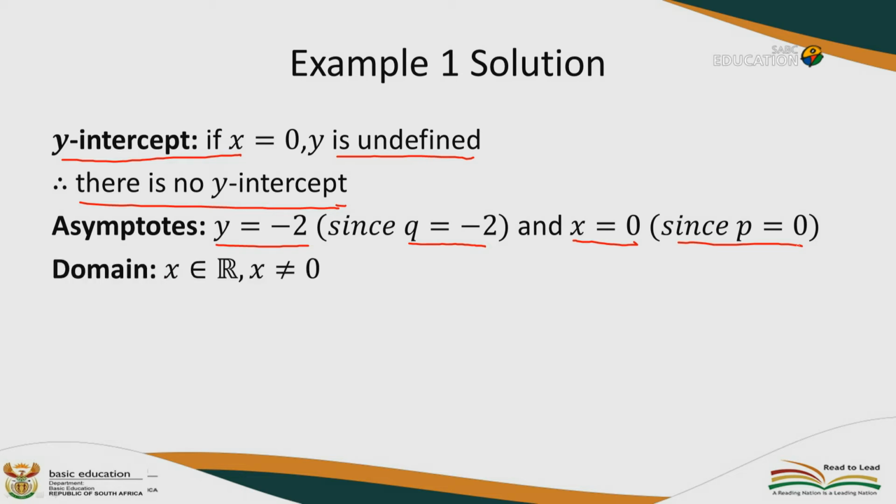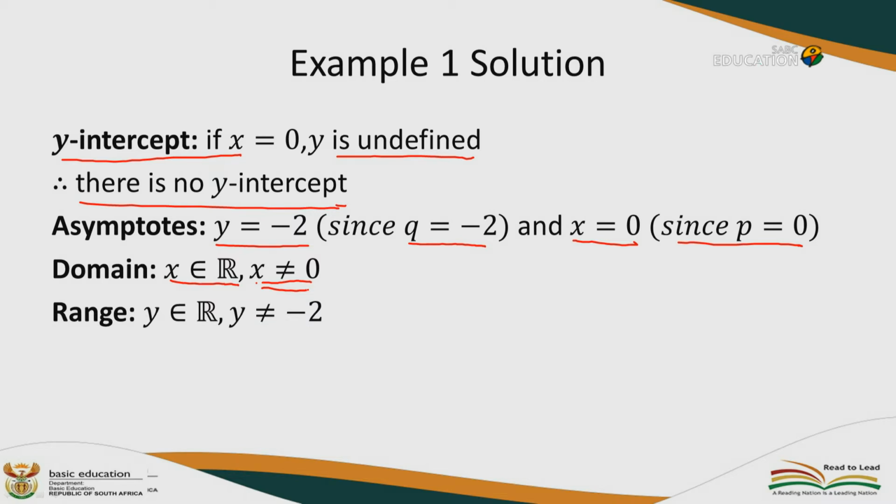Okay, so now we also need the domain of the graph if we're going to sketch the graph. So the domain of a hyperbola is going to be x, an element of all real numbers, excluding the point where you have the asymptote. Where do we have the asymptote? We have the asymptote at x equal to 0. So our domain is going to be x, an element of all real numbers, but x should not be equal to 0.